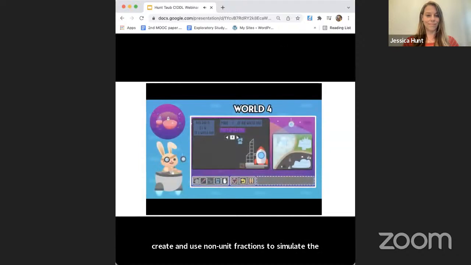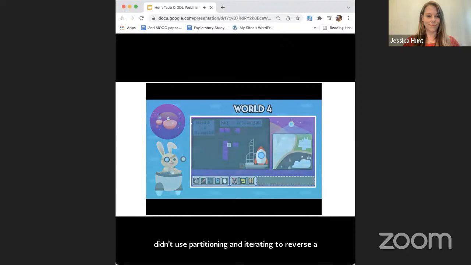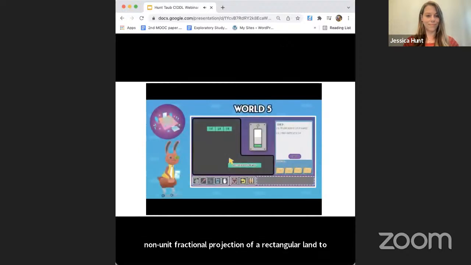World 4 features the career of a photogrammetrist. Students use partitioning and iterating to reverse a non-unit fractional projection of a rectangular land to find its original length. In World 5, students use recursive partitions to write programming block units. To test their code block, students must determine the value of quantities created and refine them if they are buggy.